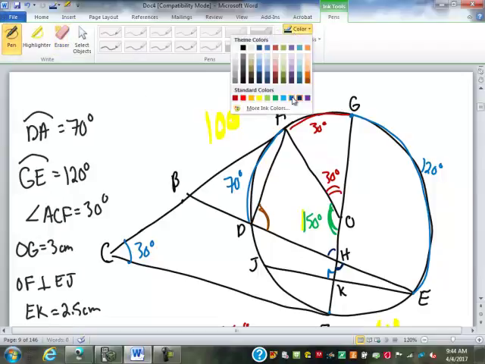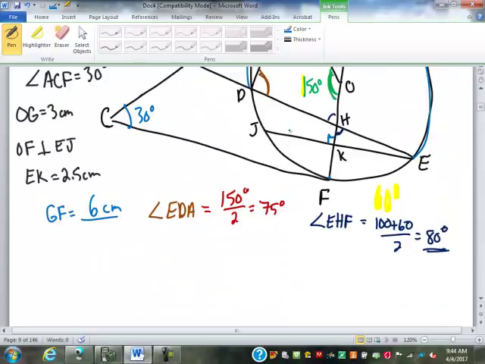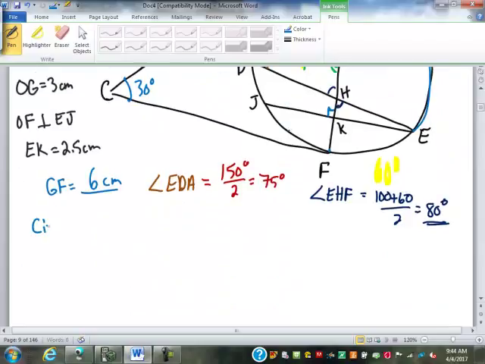Next, if I ask you to find the circumference of the circle, it's going to be pi times 6 centimeters, otherwise known as 18.84 centimeters.